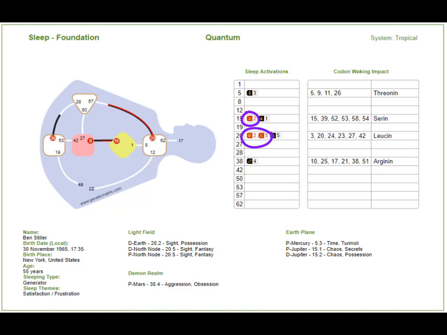The design of the sleeping chart is calculated, and of course that will yield potentially different activations in the sleeping chart that do not exist when you wake up again. And it's all part of the conditioning that you're designed to go through, or this person is designed to go through, relative to their waking design.